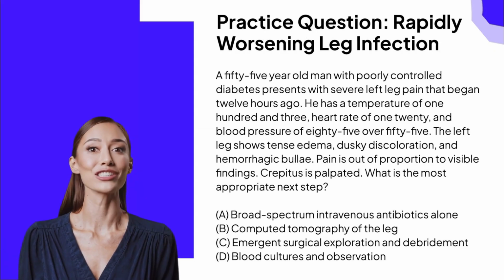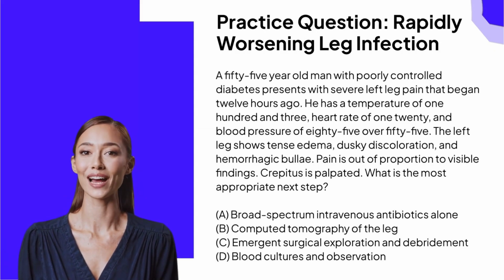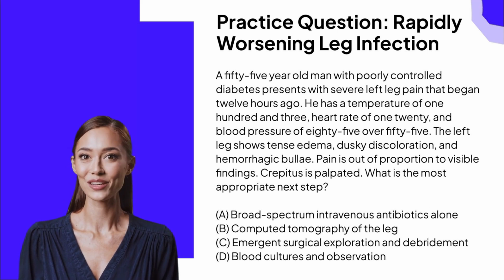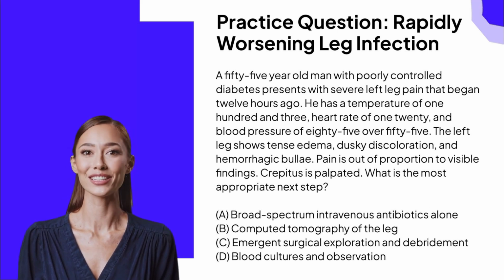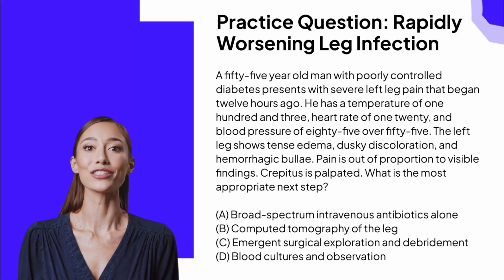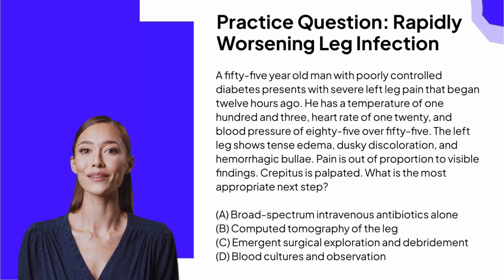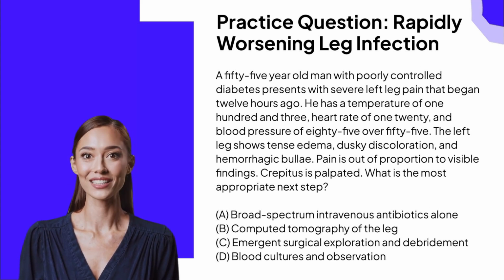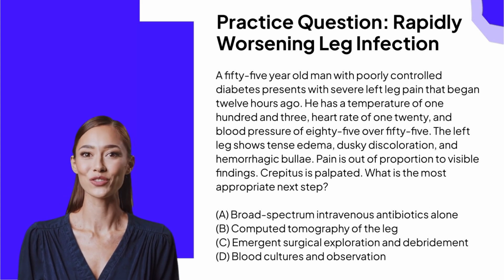Here is your first practice question. A 55-year-old man with poorly controlled diabetes presents with severe left leg pain that started 12 hours ago. He is febrile, tachycardic, and hypertensive. The left leg shows tense edema, dusky discoloration, and hemorrhagic bullae. Pain is out of proportion to visible findings, and you feel crepitus on palpation. The question asks, what is the most appropriate next step? Take a moment and think about what pattern you are recognizing here before we walk through the answer.